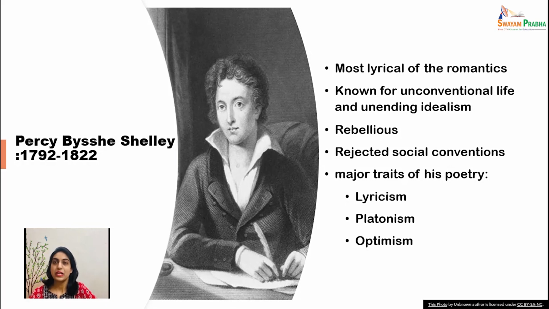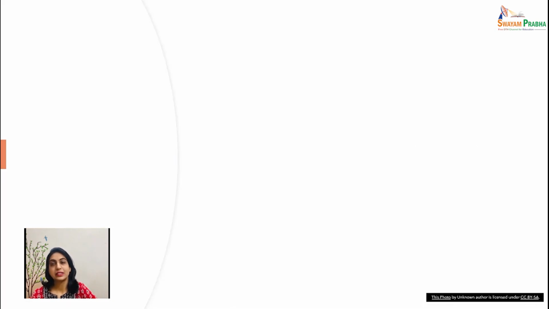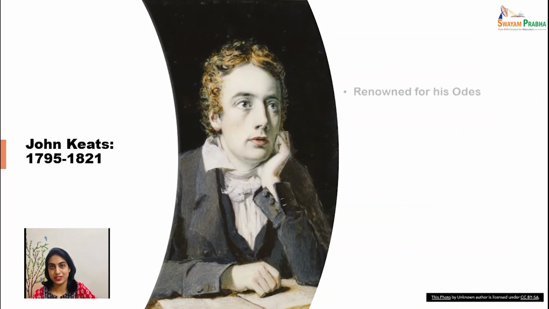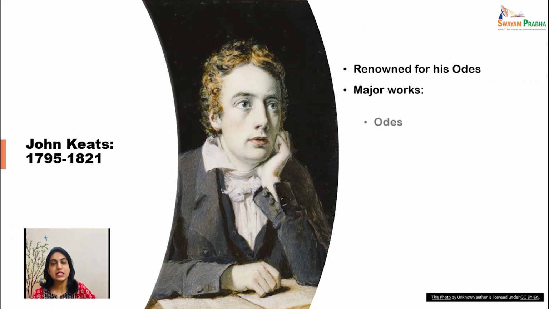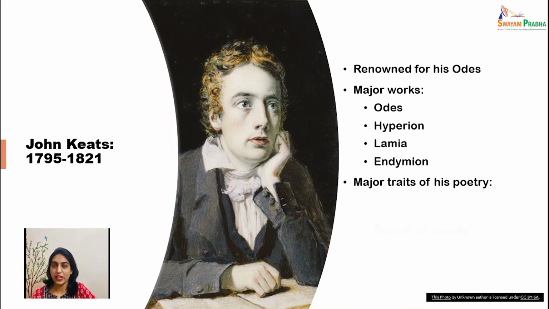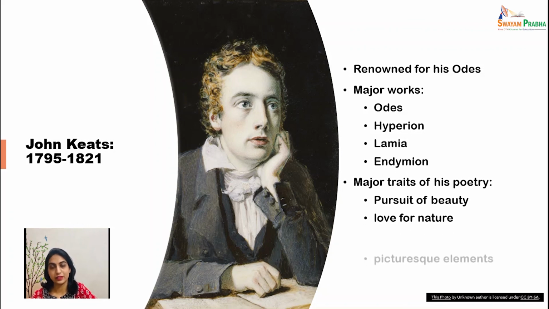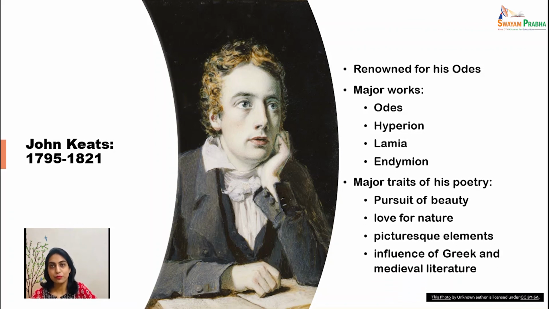Then comes John Keats. The youngest of the Romantic writers was John Keats. Keats was born in 1795 and died very young in 1821. Pursuit of beauty and love for nature are the most prominent themes of his poetry. His poetry is known for its picturesque elements and for the influence of Greek and medieval literature.